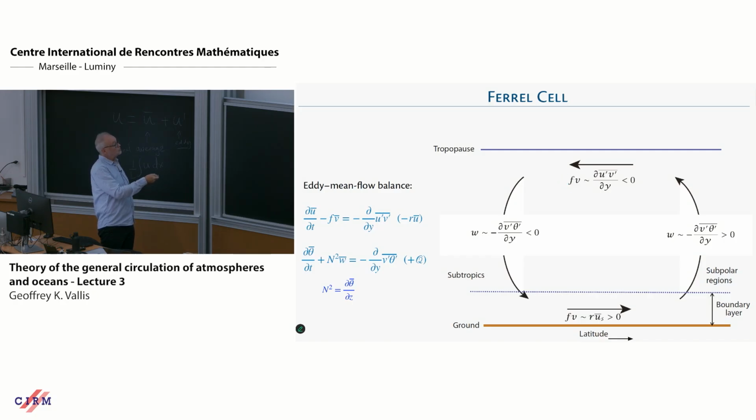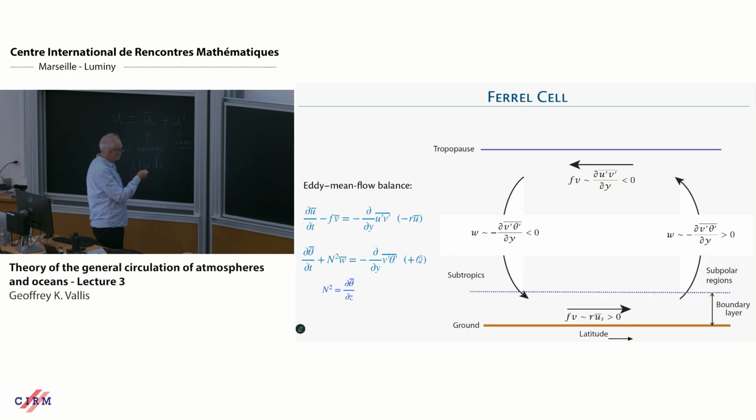And that's balanced in the vertical by R, which is the drag, the friction times the surface wind. So if you integrate vertically, there's a momentum balance. And similarly, the vertical velocity is balanced by an eddy term, but now it's an eddy term involving the temperature theta.